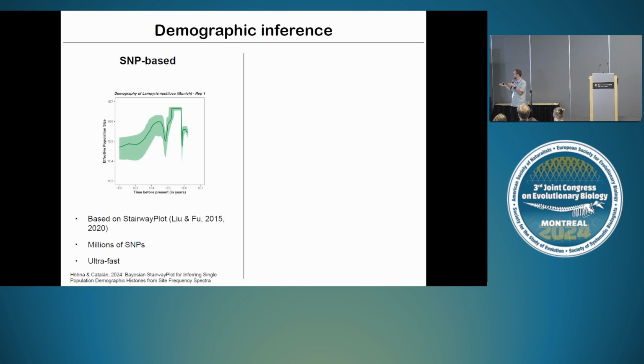Okay, let's start with the demographic inference. You can use RevBayes to infer demographic histories. We recently implemented a stairway plot approach, so you can use your millions of SNPs, whole genome data for however many individuals you have, 50, 100, and get these really nice demographic histories. That is super fast. Simplest models run in 2 minutes on my laptop.